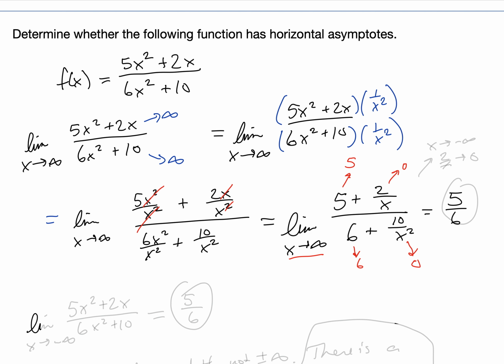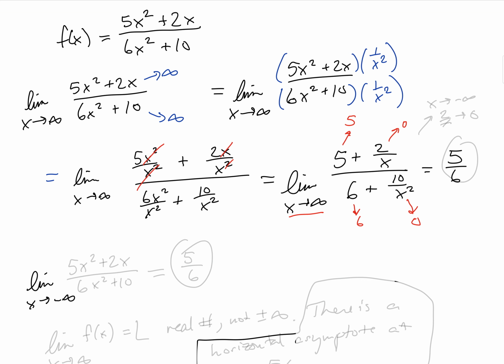And if we looked at the limit as x approached negative infinity of this quantity, 5x squared plus 2x over 6x squared plus 10, we could do the exact same process and find that, again, the numerator went to 5 and the denominator went to 6, because if x is going towards negative infinity, 2 over x is still going towards 0, and similarly 10 over x squared is still going towards 0. So this limit would also be 5 over 6.